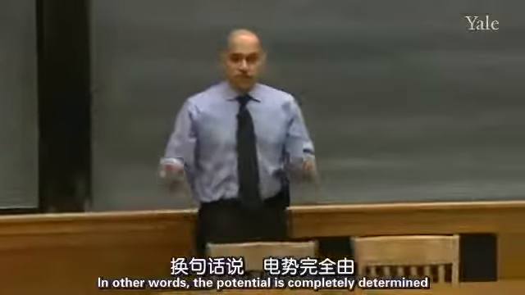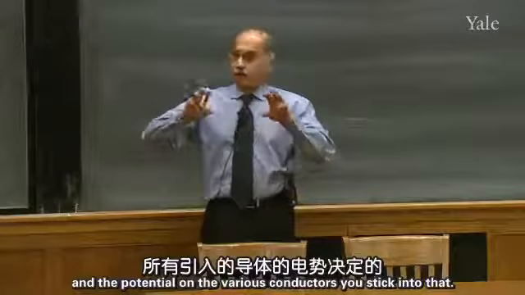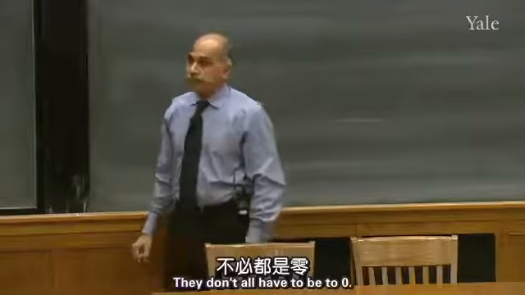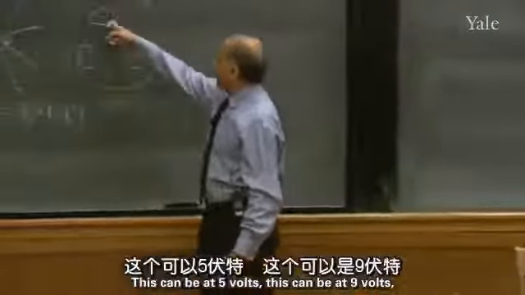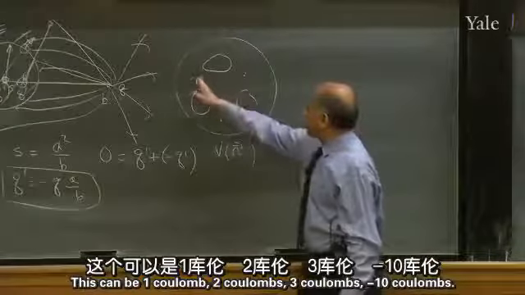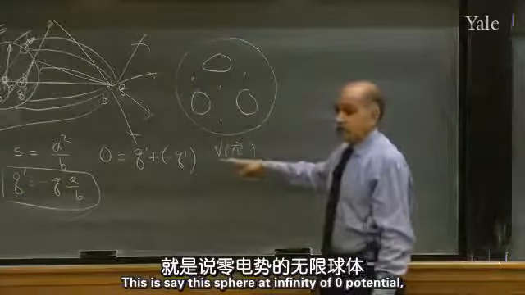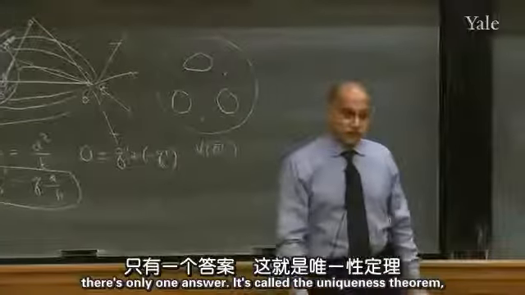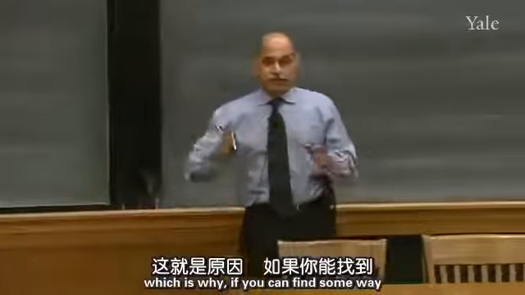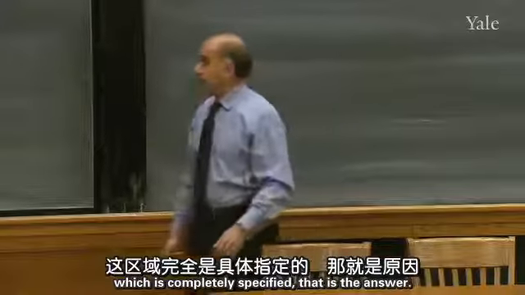In other words, the potential is completely determined by knowing the charge distribution and the potential on the various conductors you stick into that. They don't all have to be at zero. This can be at 5 volts, this can be at 9 volts, this can be at 13 volts, this can be 1 coulomb, 2 coulomb, 3 coulomb, minus 10 coulombs. This is, say, the sphere at infinity at zero potential. There's only one answer. It's called the uniqueness theorem, which is why if you can find some way to fudge the answer in a given region, which is completely specified, that is the answer.